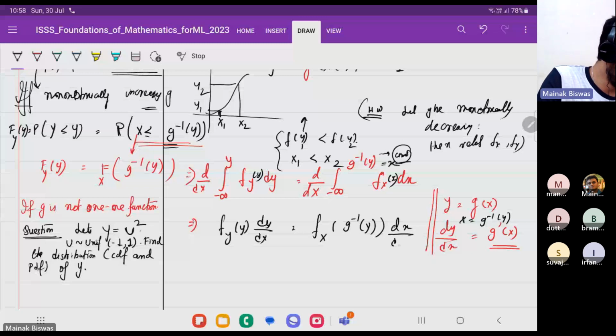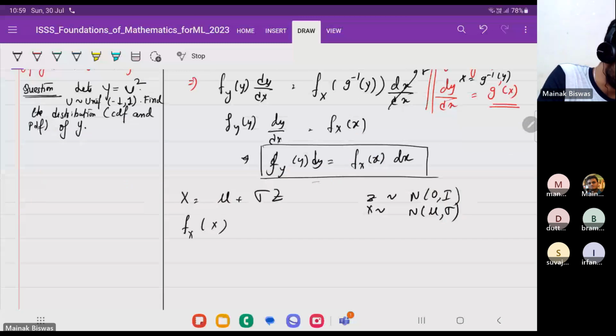Let's do it for a normal distribution, and then we'll stop. So if x is equal to mu plus sigma z, where z is distributed as normal 0, 1, what would be f of y, f of x dx? This is also known as x is distributed as normal mu sigma squared. Tell me, how will I do it?